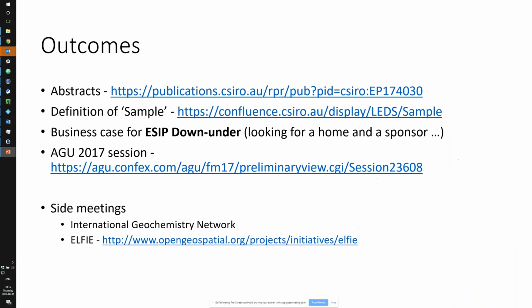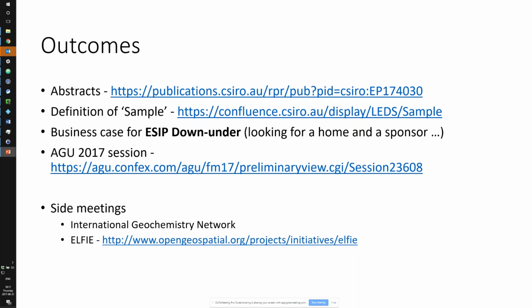So the outcomes, concrete outcomes, there's an abstracts volume. The next point, we developed a definition of sample to apply as a cross-disciplinary definition. I'll discuss that, I think, on the next slide. We're in the process of developing a business case and a plan for how to run on a more ongoing basis an ESIP down under, ESIP Australia, although finding the right home and the right sponsor is interesting. There is a session at the upcoming AGU meeting with approximately the same title on linking data and samples.